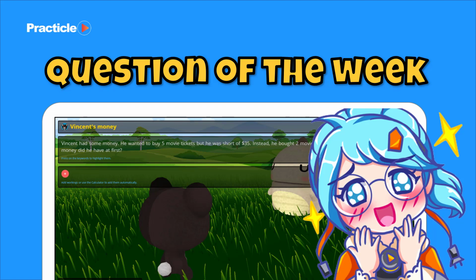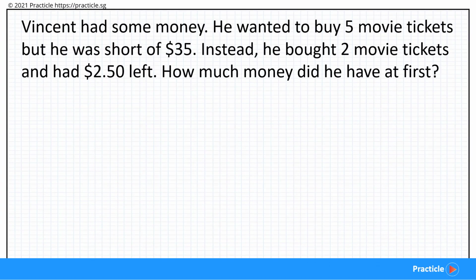Here's the decimal word problem that we were talking about. Let's read this together, okay? Vincent had some money. He wanted to buy 5 movie tickets, but he was short of $35. Oh my gosh! So what did he do? Instead, he bought 2 movie tickets and had $2.50 left. And we are supposed to find how much money he had at first.